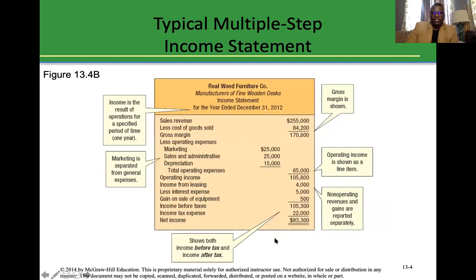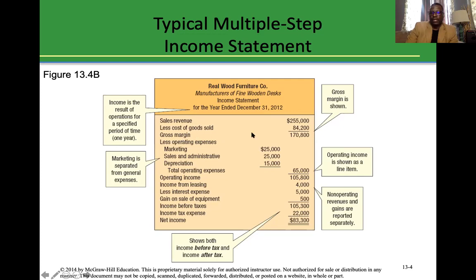This next slide shows what is called a multi-step income statement. And a multi-step income statement simply is saying that this is a manufacturing company. So whenever you manufacture, let's say you're making furniture, tables, desks, whatever the case might be, the cost in making that unit will be found in the cost of goods sold. That represents your labor, your materials, and your overhead.